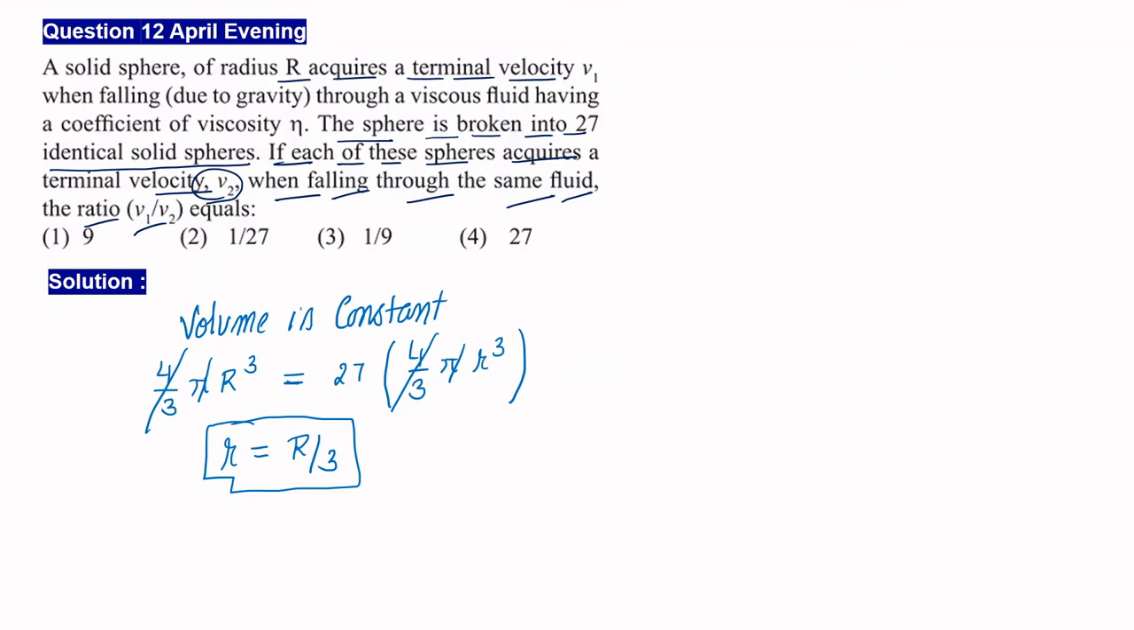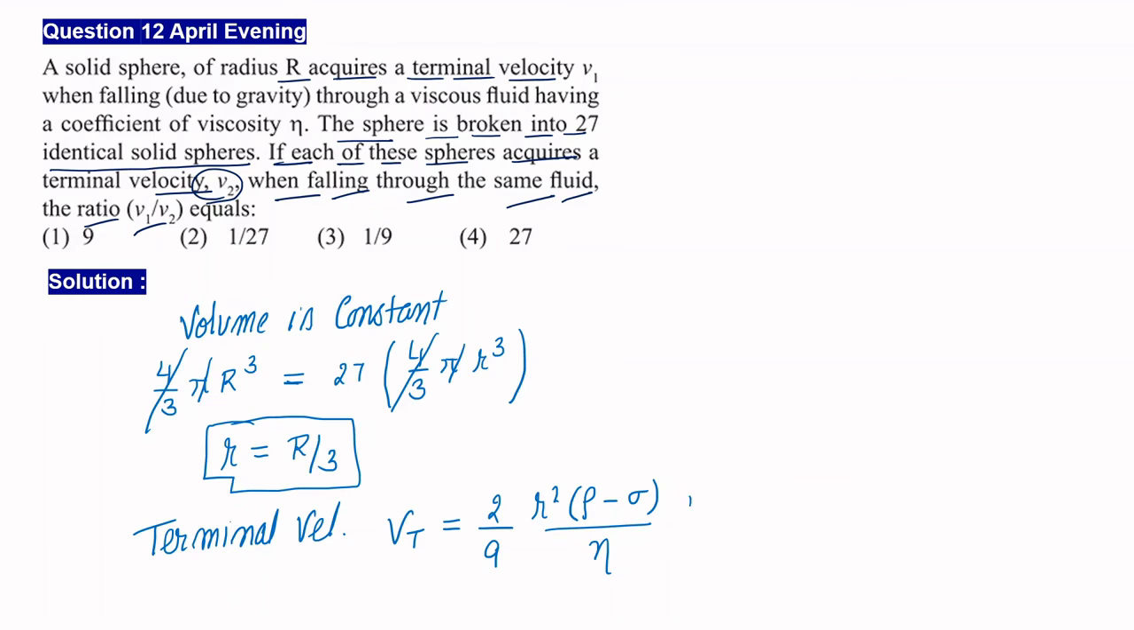Now what is the formula for terminal velocity? Because here the terminal velocity comes. Terminal velocity is different for different cases, but for our case a solid sphere is there, and our course also includes only solid sphere. So Vt is nothing but 2 by 9 r square, rho minus sigma upon eta, this is known as viscosity, into g.